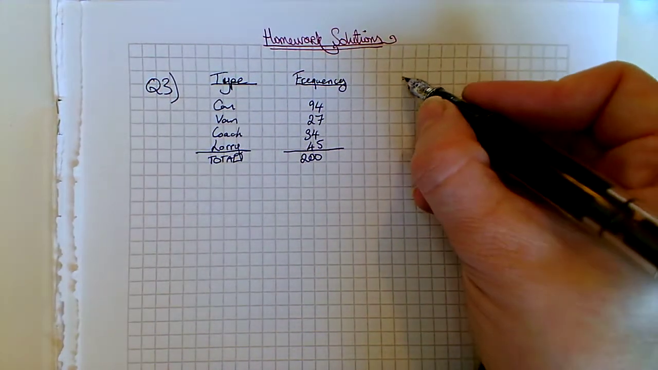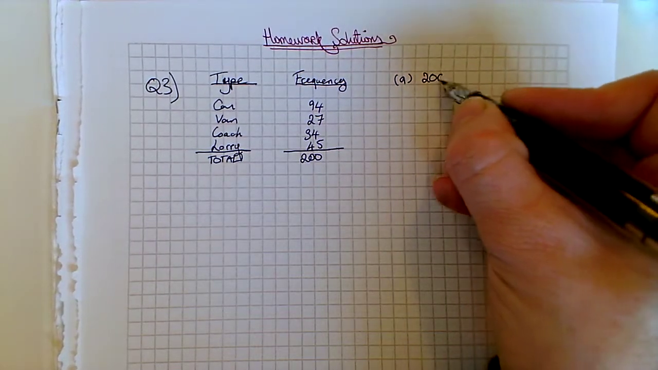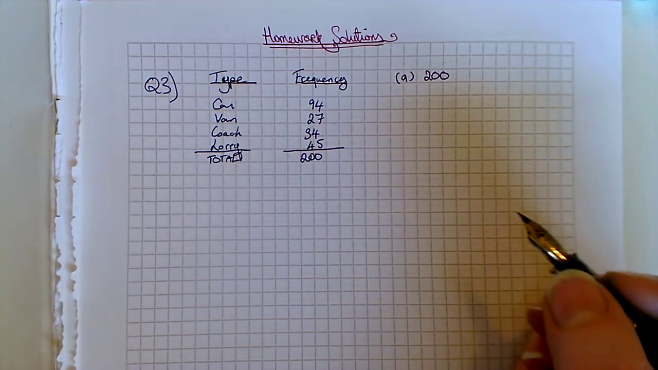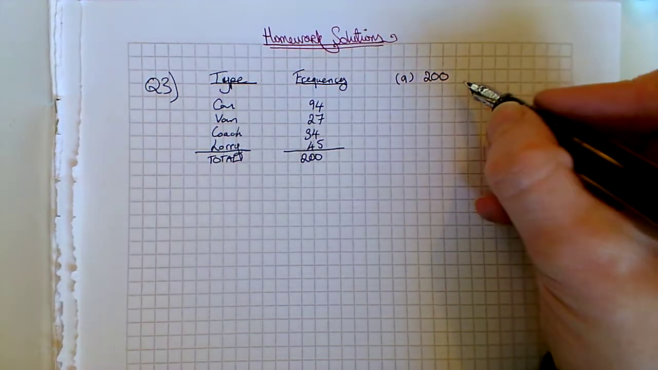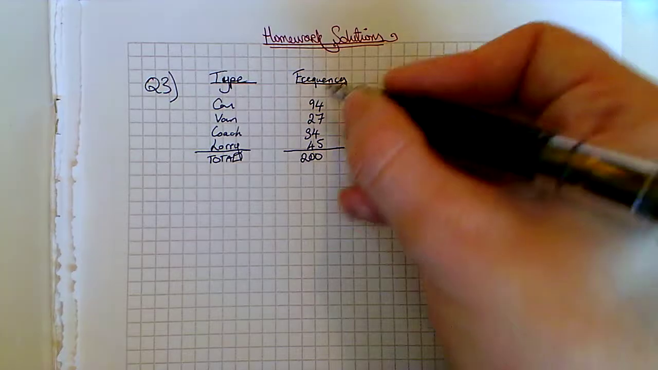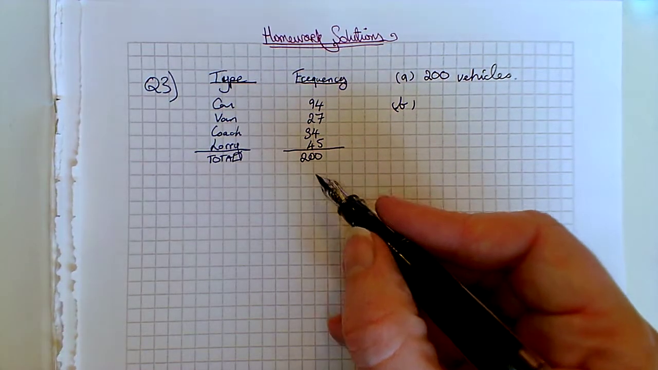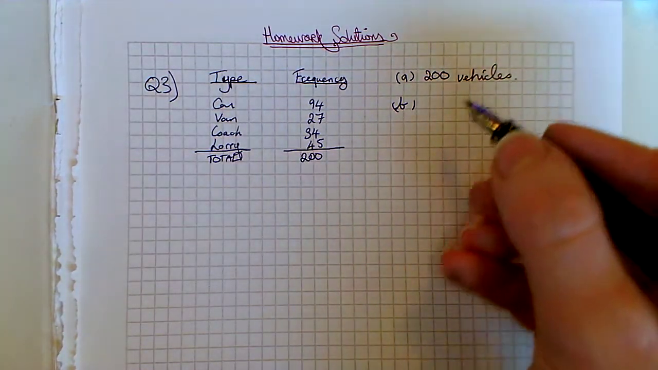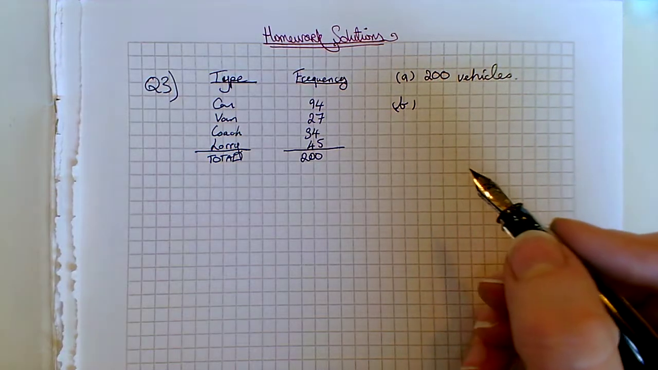Now, let's look at the questions. Question A was exactly that. How many vehicles passed through the toll bridge during the hour? And the answer is 200 vehicles. And showing my work here underneath that I've added them up is completely fine in terms of showing my work.